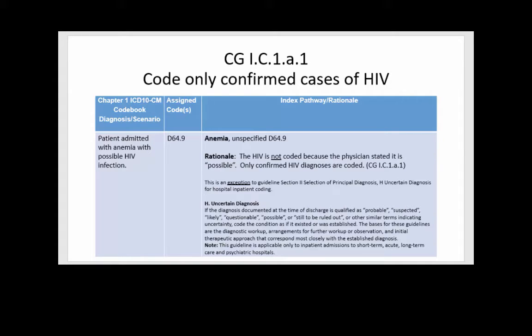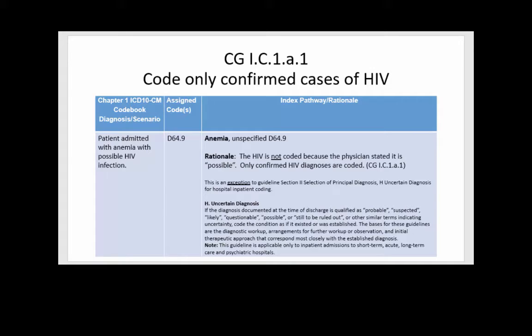And then I have just a note here that this is an exception. The fact that you are coding something that uses the term possible is an exception to Section 2, selection of principal diagnosis, number H, uncertain diagnoses. And then I have it reproduced here with a copy-paste of what that says. So just remember, for an inpatient hospitalization, when you're using the terms possible, probable, suspected, in most cases, you would code that condition as though it existed. There are certain exceptions. HIV is an exception.